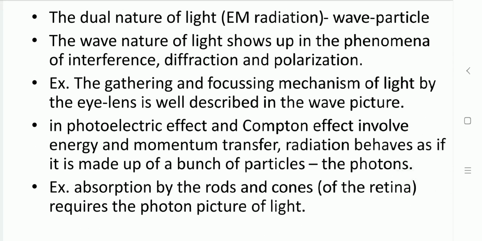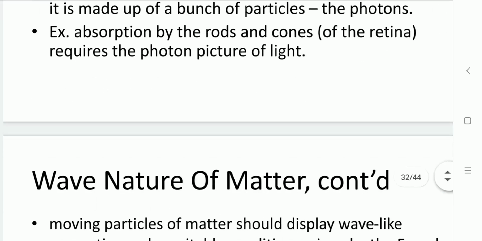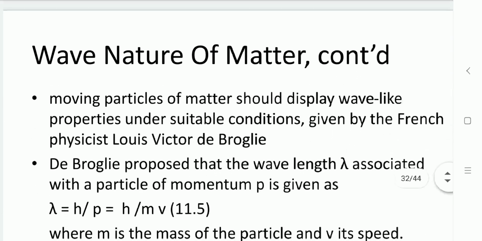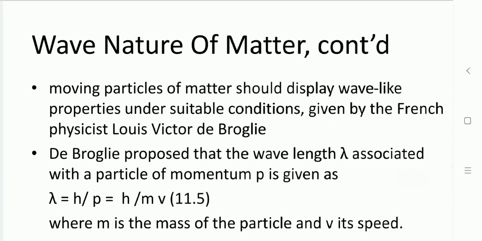Now here, these moving particles of matter should display wave-like properties under certain conditions. This condition, the particular wavelength of that signal, was given by the French scientist de Broglie. So here, matter and energy both have some symmetrical properties. Radiation actually shows two different aspects, wave and particle nature.